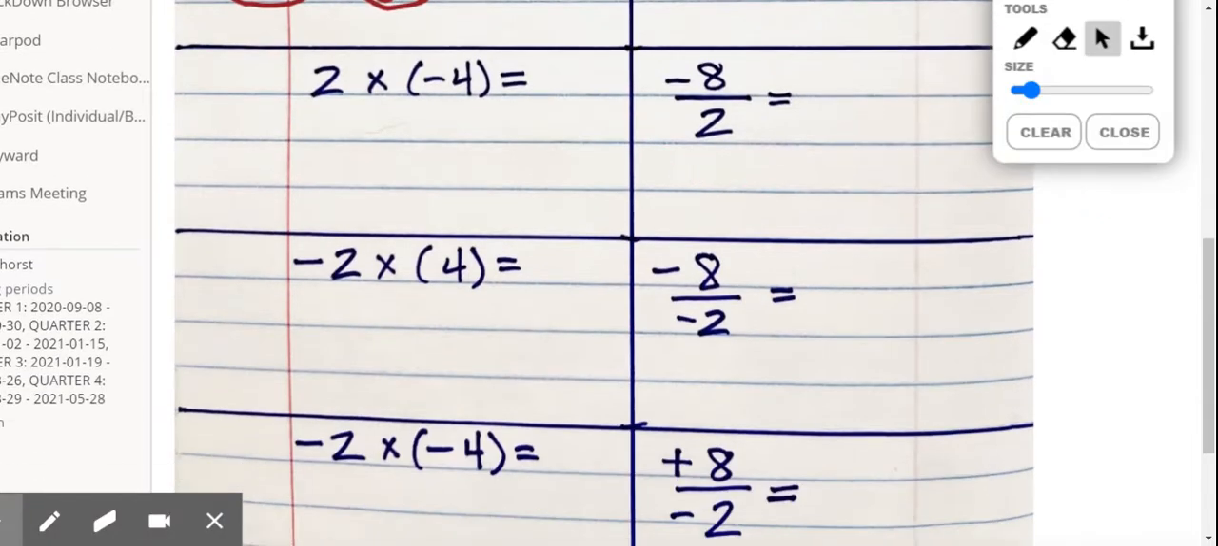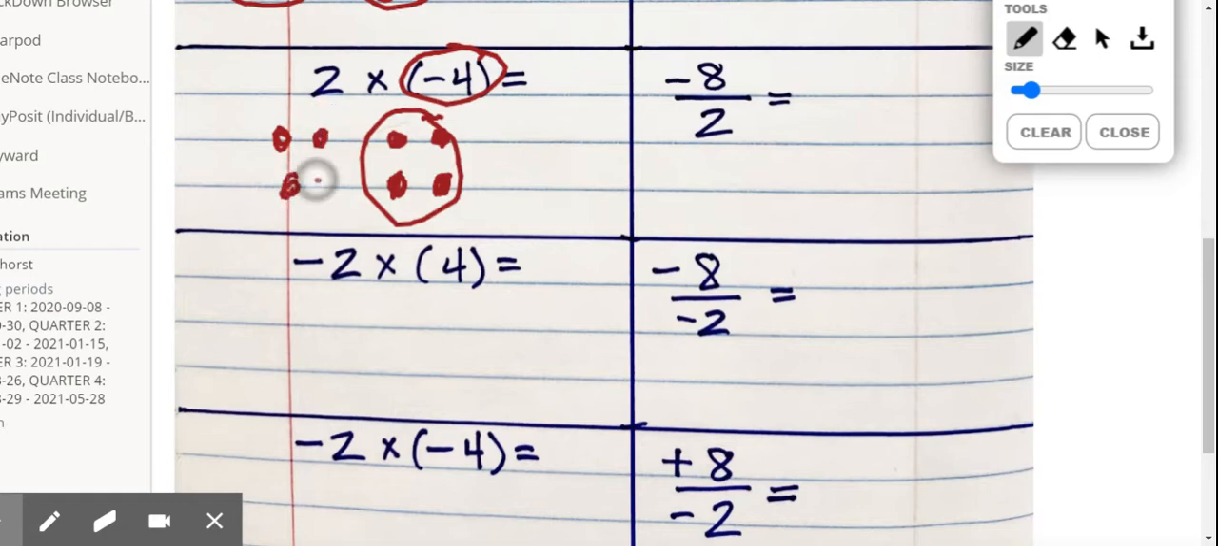Let's take a look at the next example here. What do we have inside our group? 4 negatives, or -4. So we're going to shade in. Shaded is going to be negative. So we got 1, 2, 3, 4. There's one group. 1, 2, 3, 4. Here's another group. And so this tells us that we have 2 groups of -4.